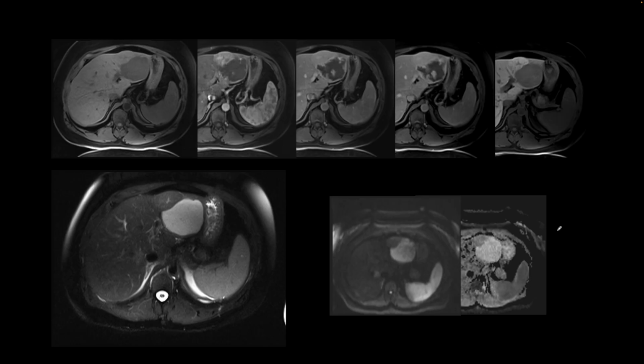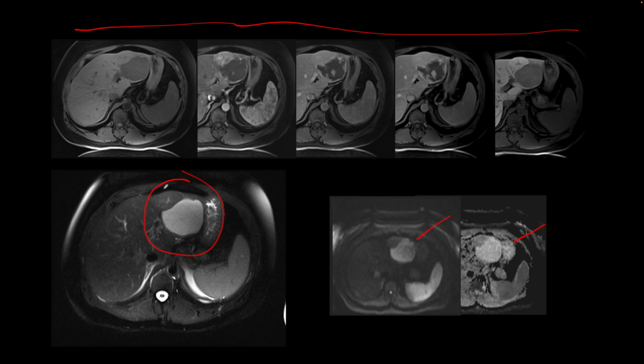This is our next patient, and this is interesting because they had two different kinds of liver tumors that we were able to diagnose or confirm on their MRI of the abdomen performed with and without contrast. And so contrast enhanced images are on the top, and then we have the T2 weighted image at the bottom, and then we have DWI and ADC images showing that none of these tumors have restricted diffusion.